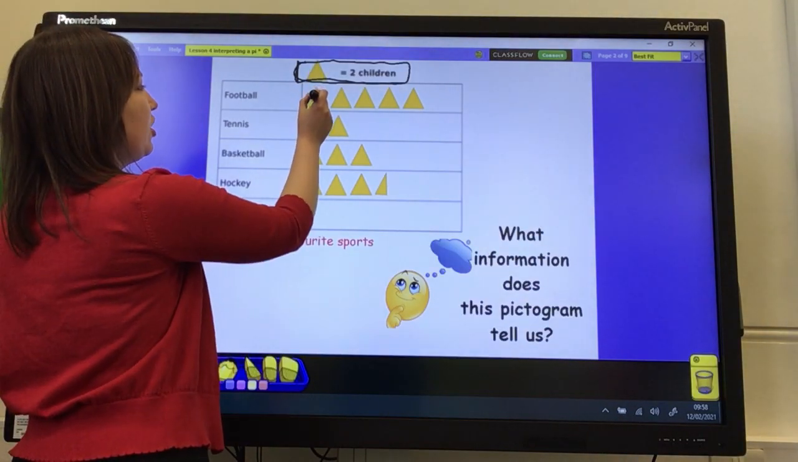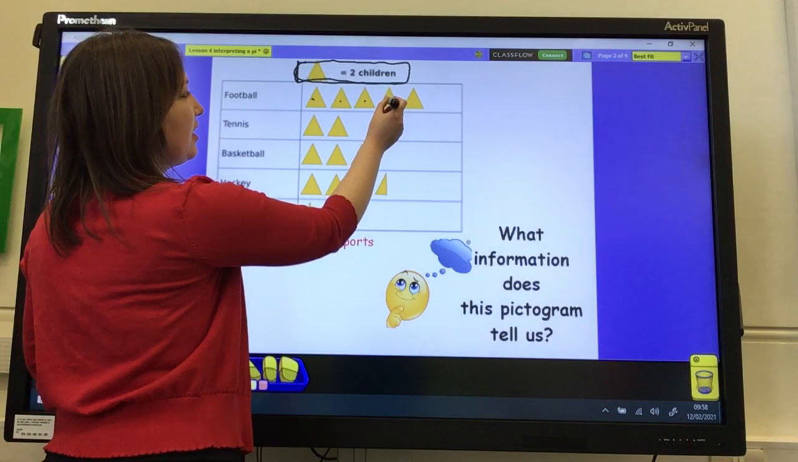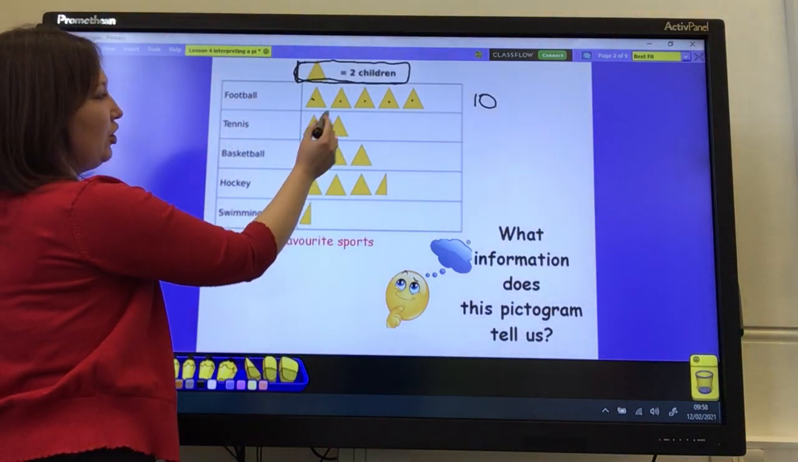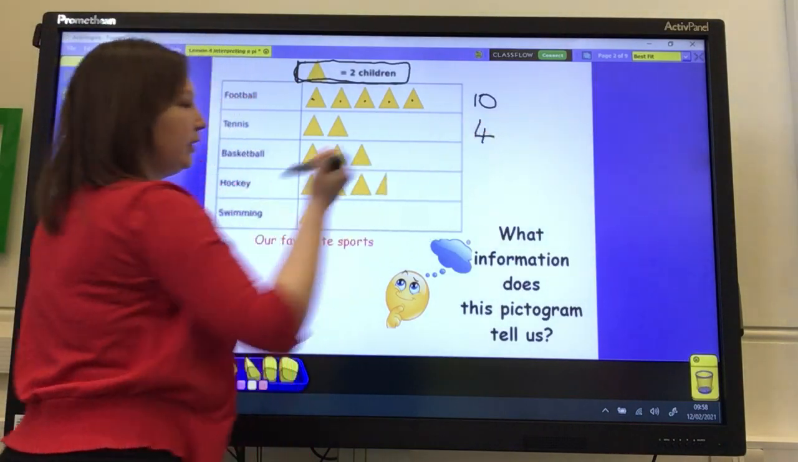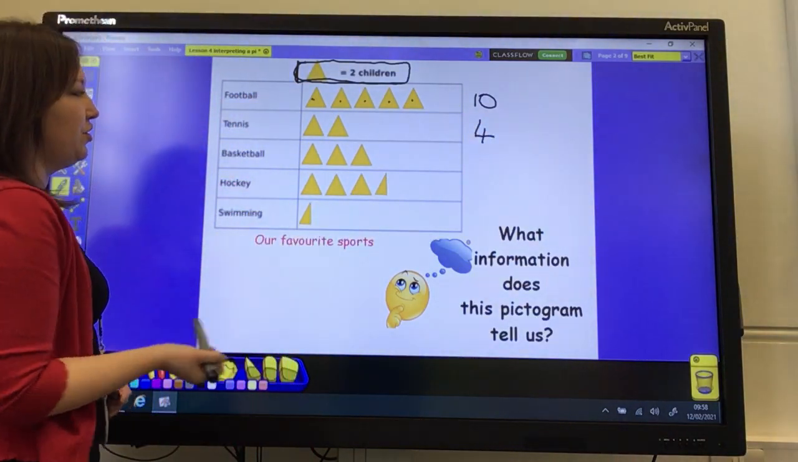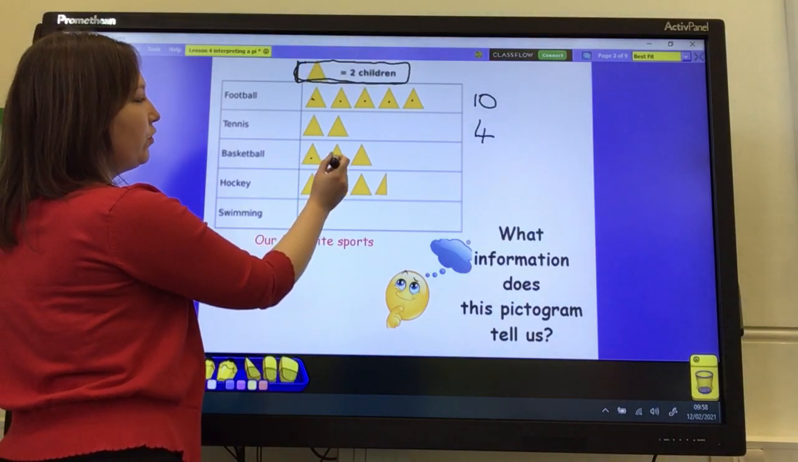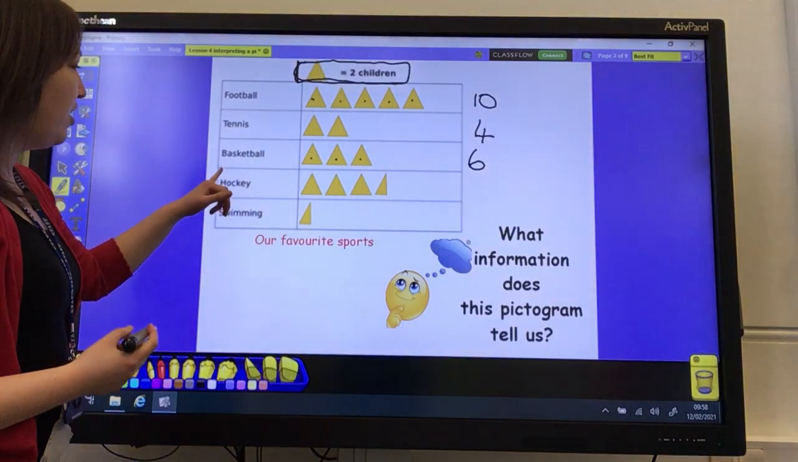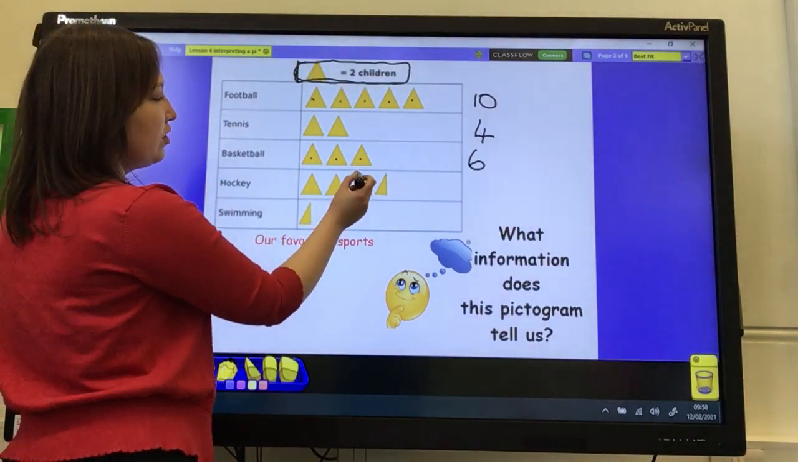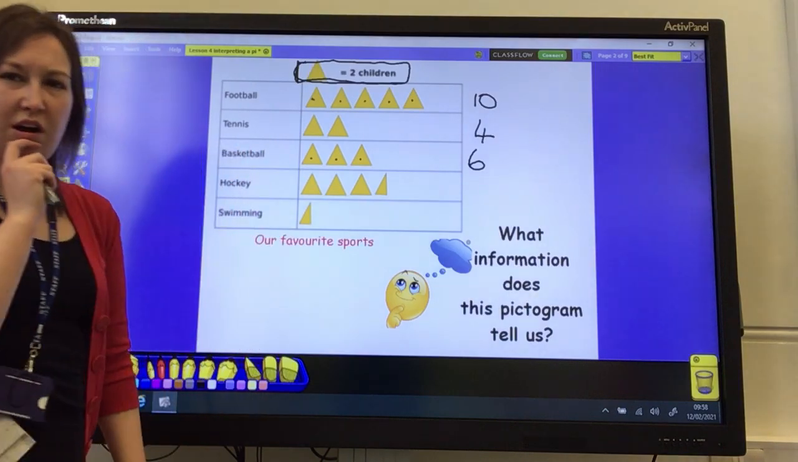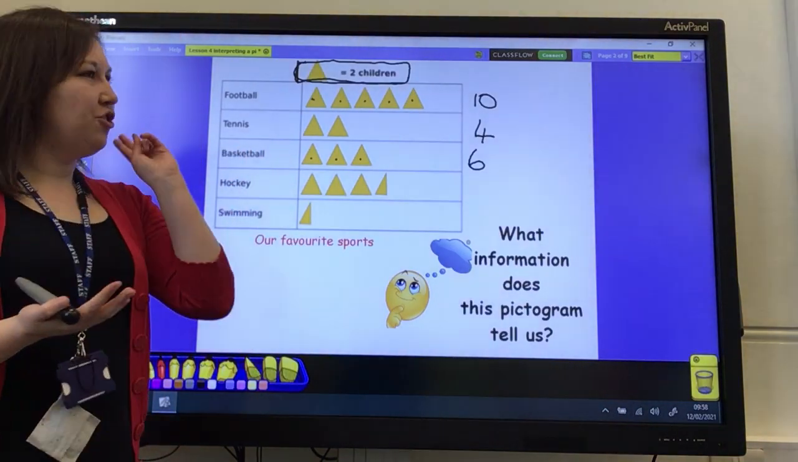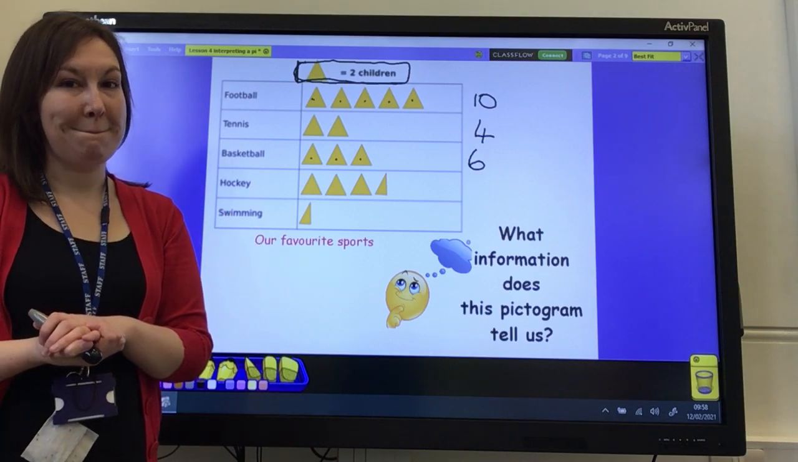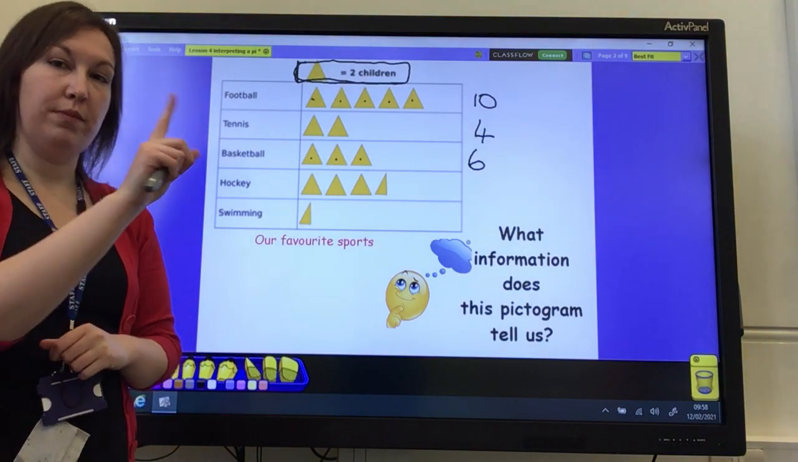So we've got 2, 4, 6, 8, 10. Now I wonder if everyone can join in at home counting in twos this time. Ready? 2, 4, 6. 6 people chose basketball. And then hockey, 2, 4, 6. Oh, and then we've got a half triangle. So if a triangle means 2, what does half a triangle mean? Well done if you said half a triangle means 1.